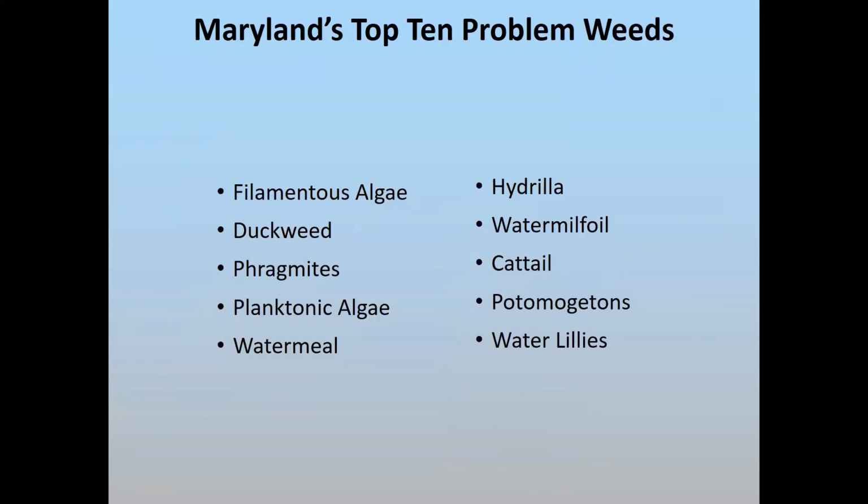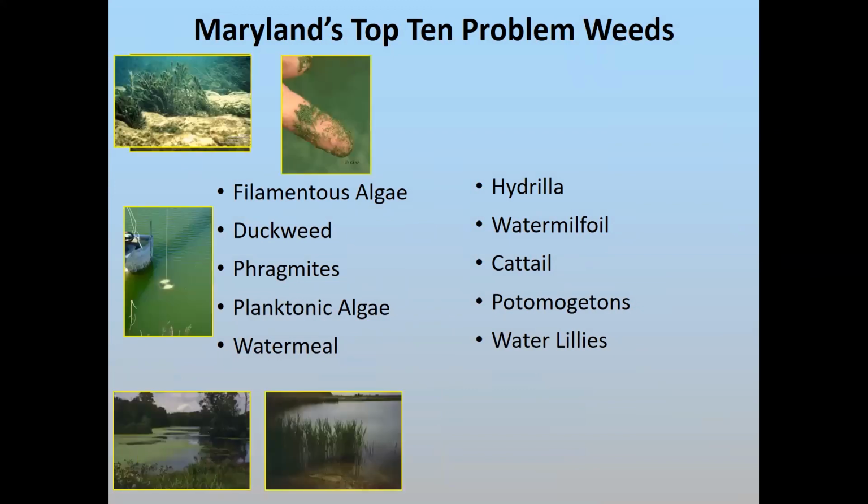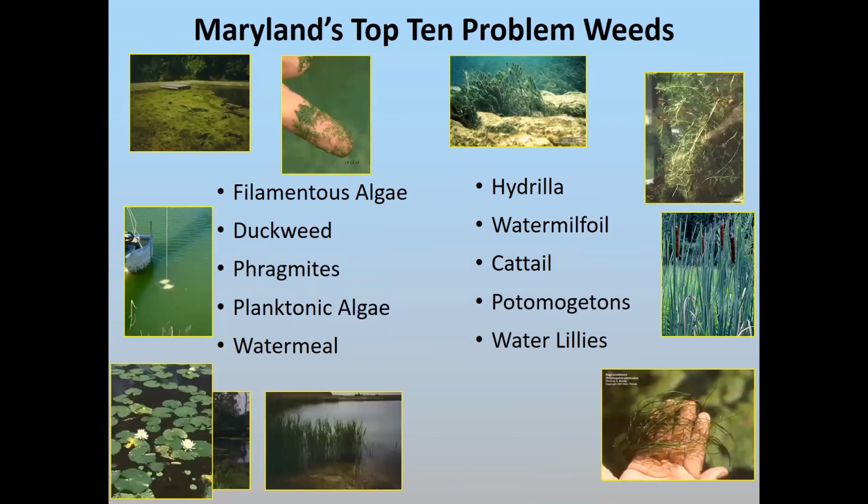So looking at Maryland specifically, these are the typical species that we have the most calls about and trying to offer some sort of control. And again, oftentimes this is because it interferes with the desired use, swimming or other types of recreation, fishing, whatever the case may be. You've seen some of these here before.